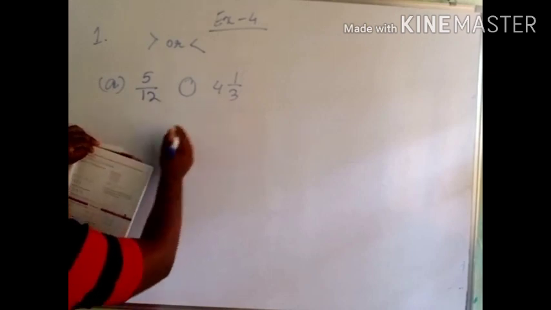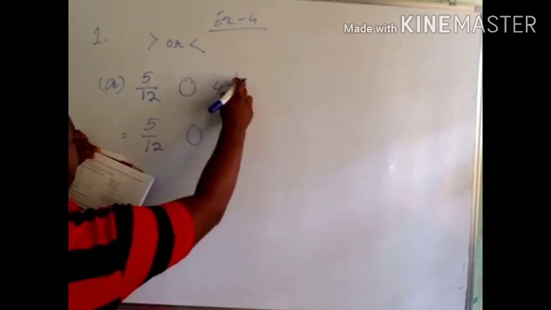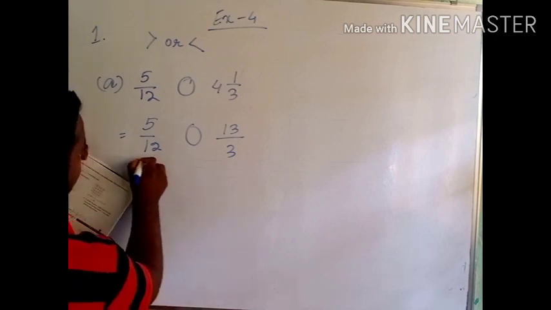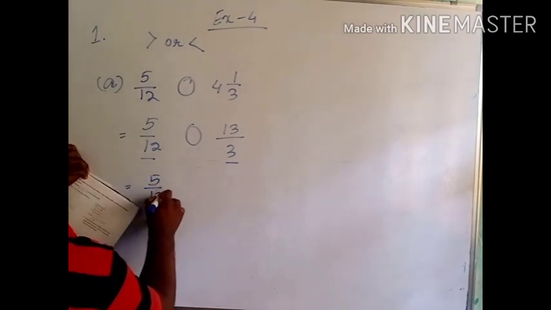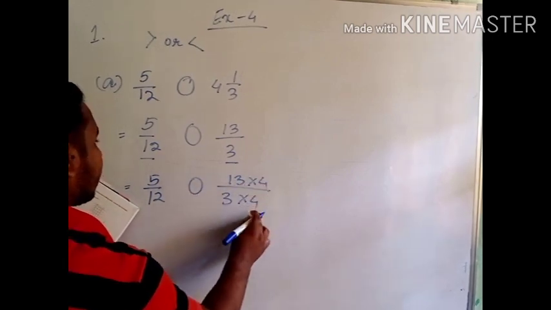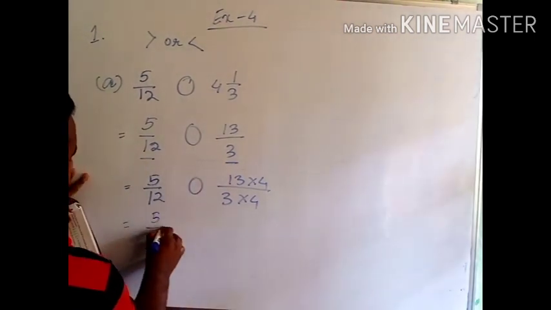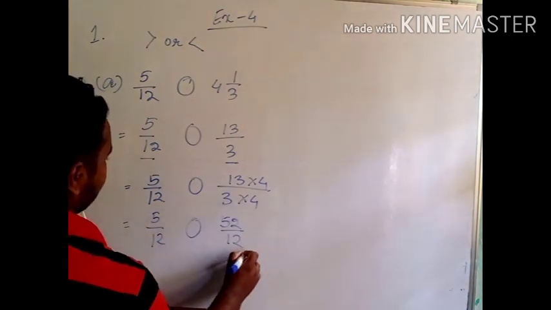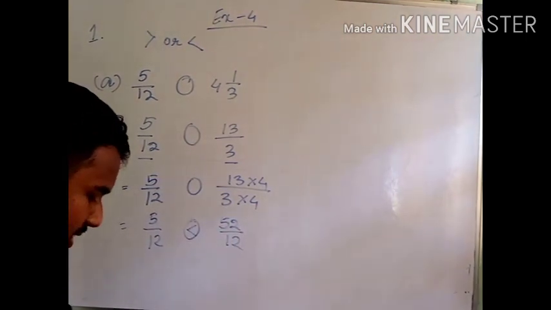First of all, convert this one into improper fraction. 5 by 12 equals, 4 3s are 12, 12 plus 1, 13 by 3. Okay. Now see, both the denominators are different. Make it 12. How? 5 by 12, 3 into 4, 13 into 4. Again I am telling, you have to make them both 12. 5 by 12, 13 4s are 52, 3 4s are 12. Now which one is bigger, 5 or 52? 52 is bigger. Okay, this one is like this.